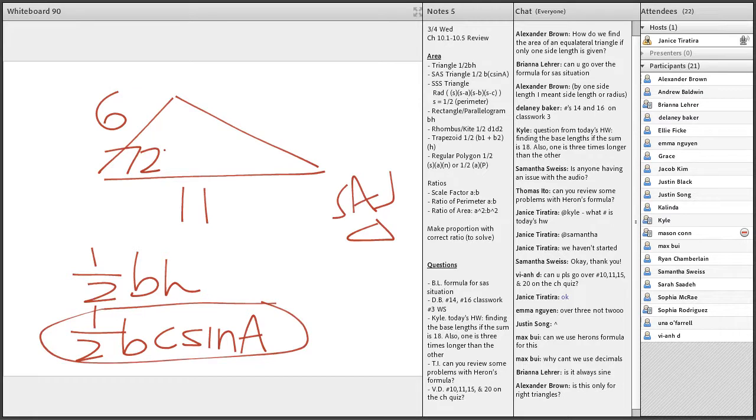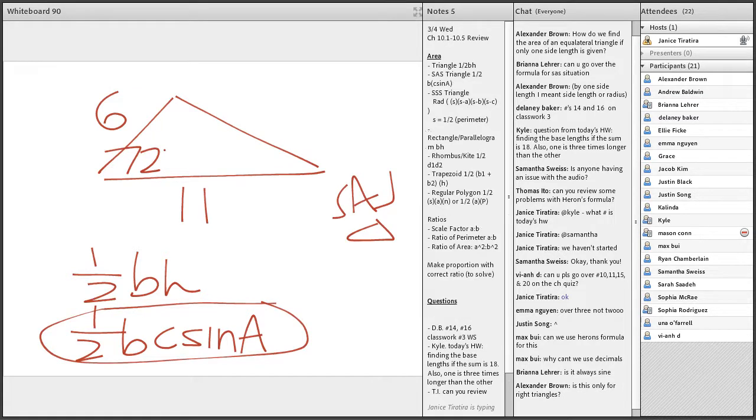Okay, all right, the next one was number 14 and number 16 from the quiz. Let me find my quiz. Let's see. Okay. So I hope Delaney, oh, from classwork. Oops, okay, I misread. Classwork.